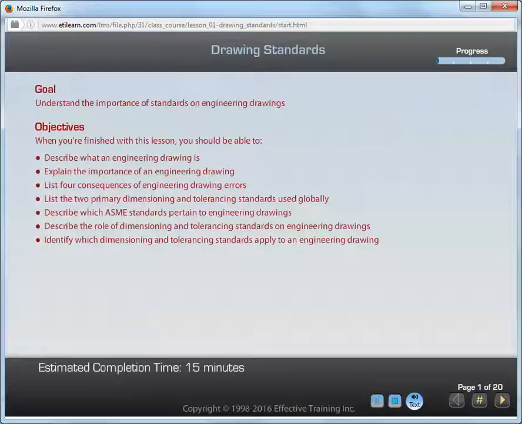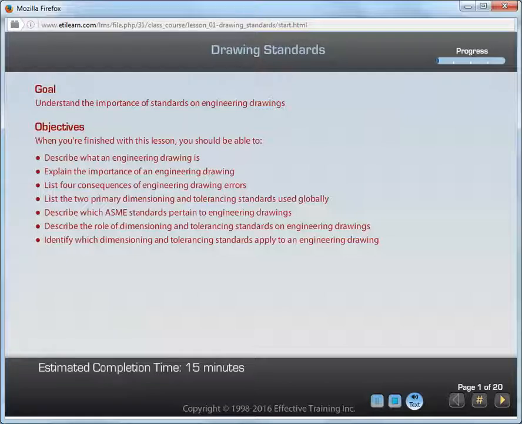Welcome to the lesson on drawing standards. This lesson discusses engineering drawings and explains why standards must be indicated on a drawing for the drawing to be clear. This is an important lesson because it shows you how engineering drawings and the use of standards impact your organization. Your goal for this lesson is to understand the importance of standards on engineering drawings.